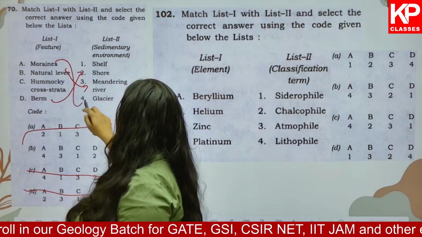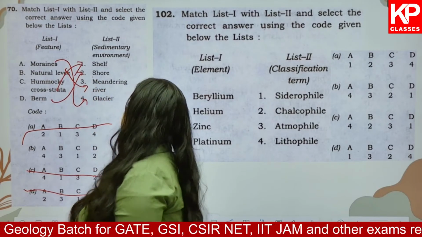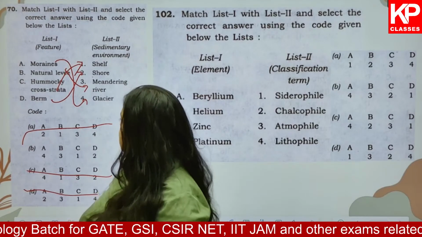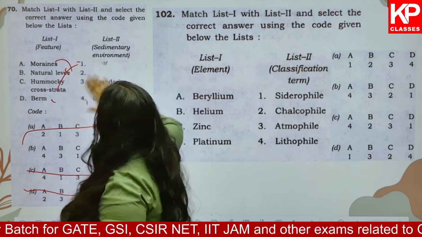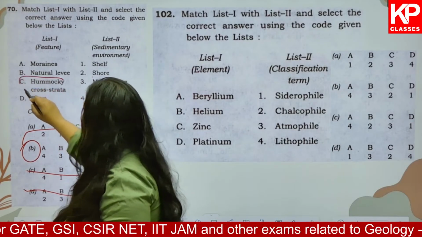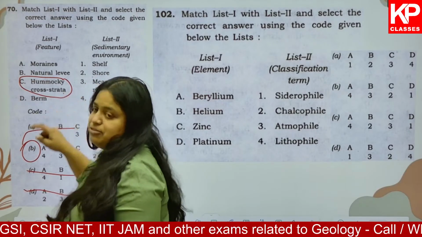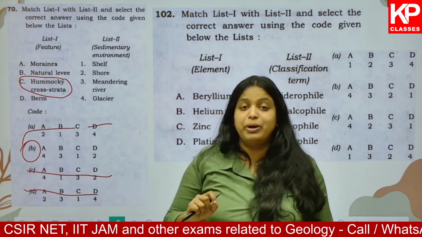Moraines are associated with glacier. Hummocky cross stratification is associated with shelf environment. So here everything was easy. You may get some issue with this hummocky cross stratification portion. Actually hummocky cross stratification is associated with storm activity.